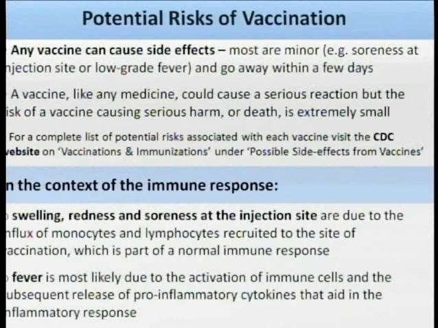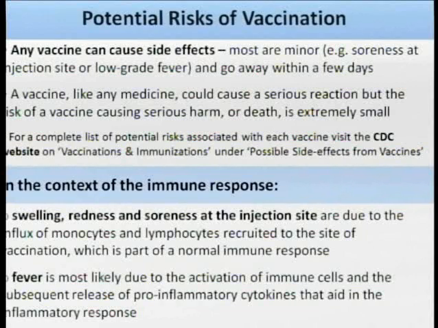Obviously, a vaccine is a medicine, and like any other medicine, it could cause a reaction. However, the chance of a vaccine causing serious harm is really very small. And any vaccine can cause side effects. Most of them are minor. So you might have soreness at the injection site. You may have a low-grade fever.